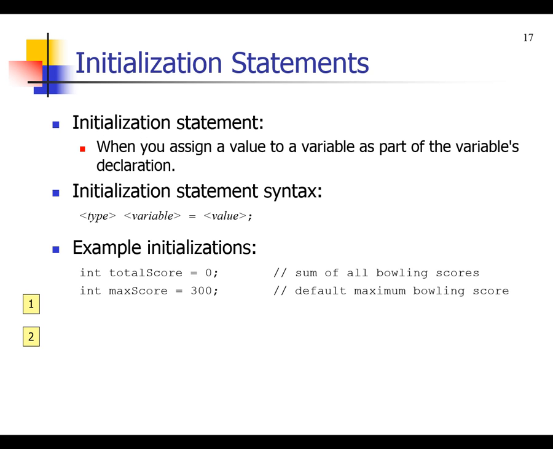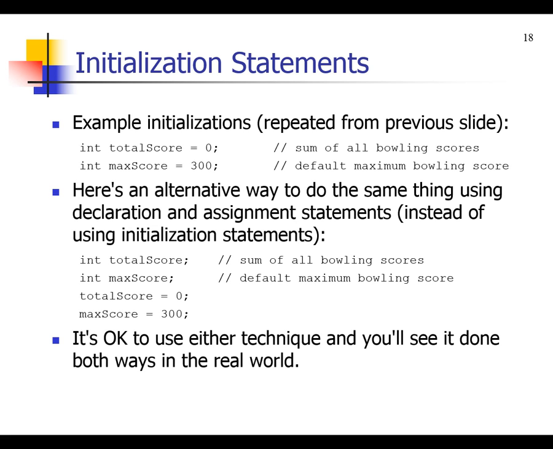Initialization statements. This is what Colton was talking about. It's where you declare and assign in the same statement. So an example is I'm declaring total score being an integer, but I'm assigning a value of 0. Did y'all catch that? I'm declaring total score as an integer, but assigning a value of 0. Together, that's what we call initialization, because I'm initializing my variable after I've declared it and giving it a value. Same thing with max score. Initialization requires the type, the variable, and the value. Okay?